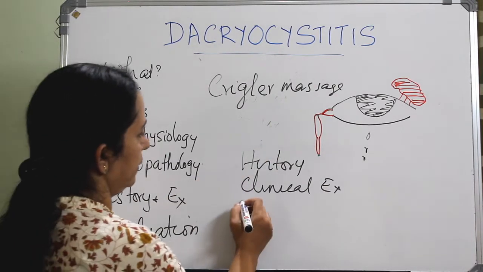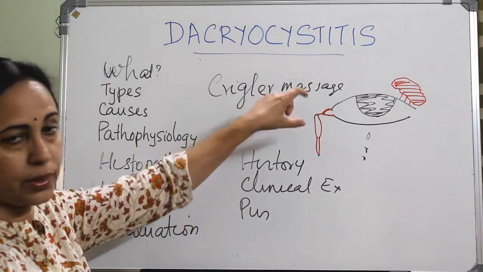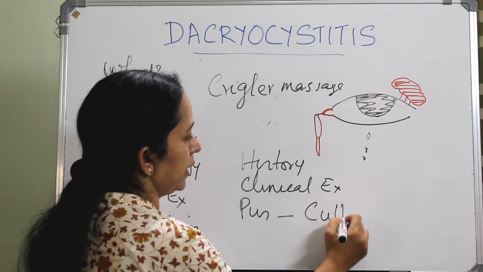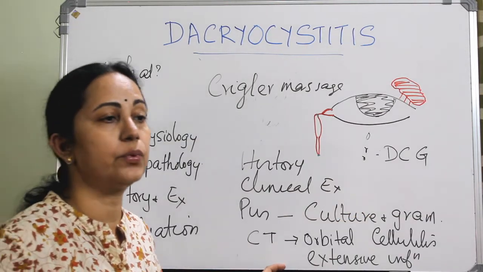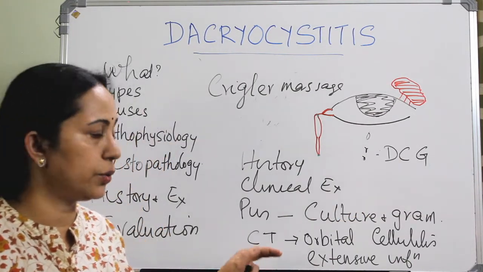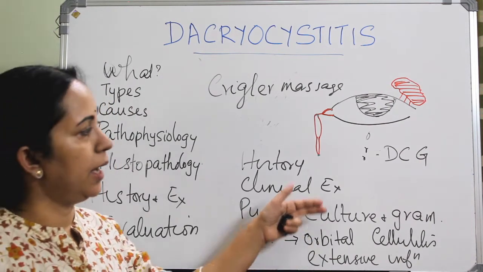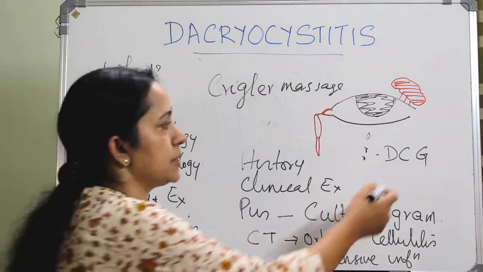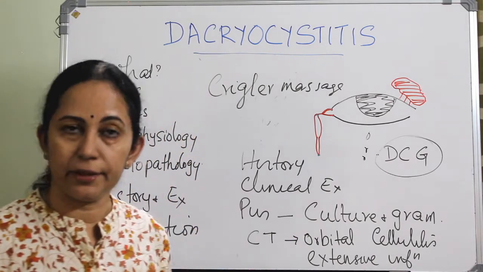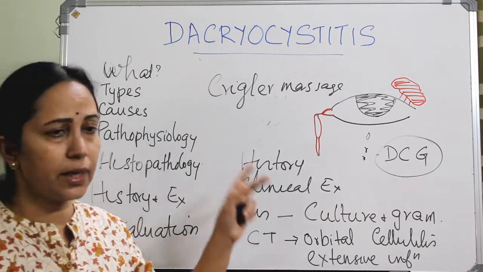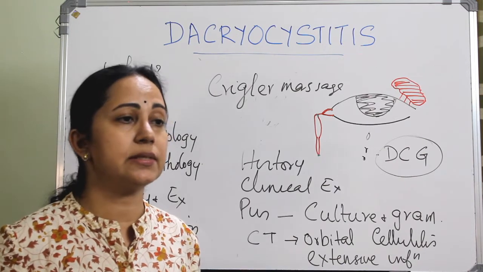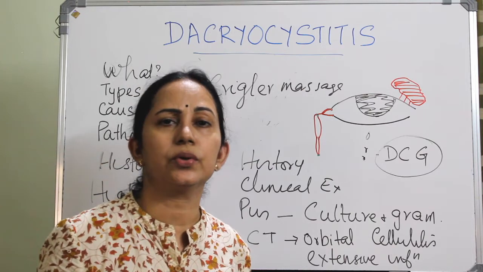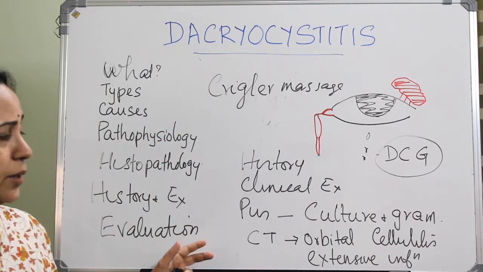You can send the pus after doing a Crigler massage. You can express the exudate of pus, and that can be sent for culture and Gram staining, and go for a CT scan if there is an orbital cellulitis or you suspect an extensive infection. And in doubtful cases, you can even go for a plain film dacryocystogram, DCG. Okay, this plain film will be enough in case of dacryocystitis. A subtraction DCG will give only better imaging films. That is not of much help in the diagnosis of dacryocystitis.